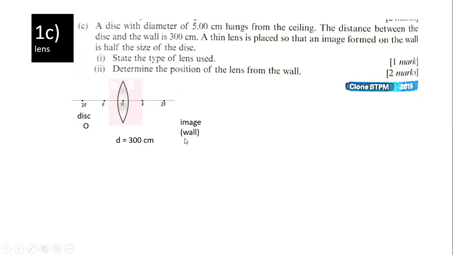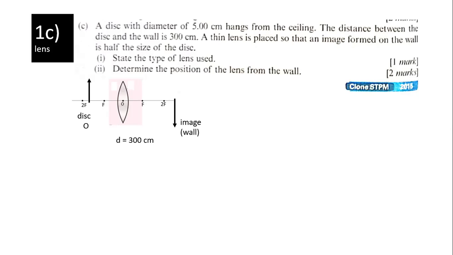That's your distance. There's your wall. That's your dish. That distance is 300 cm. Thin lens is placed so that the image formed on the wall is half the size of the dish. There's a dish. It has to be a converging lens. It cannot be a concave lens. That you must be able to deduce.